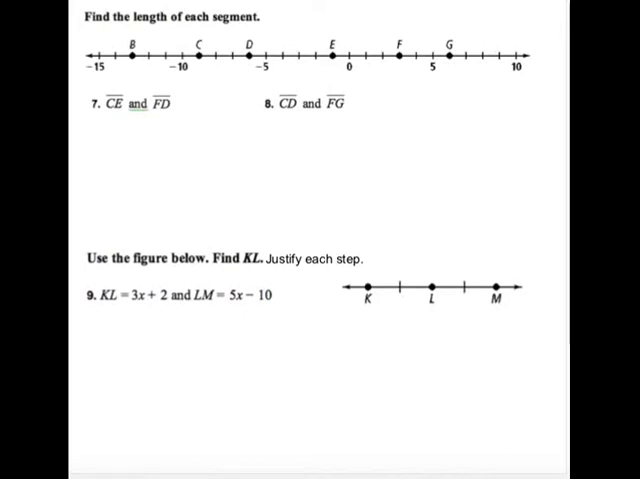We've got to find the length of each segment. When it's on a number line, I think it's easy just to count. So if we're going from C to E, I've got to move 1, 2, 3, 4, 5, 6, 7, 8. And from F to D, F starts here, 1, 2, 3, 4, 5, 6, 7, 8, 9. Oops, got right over that.